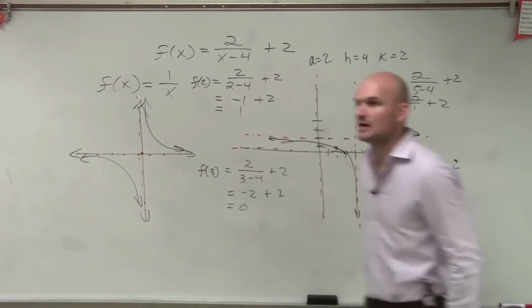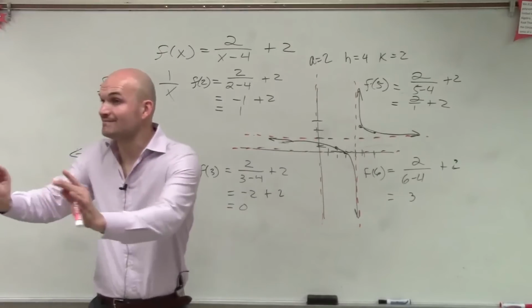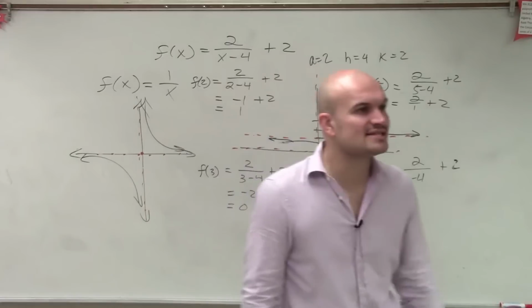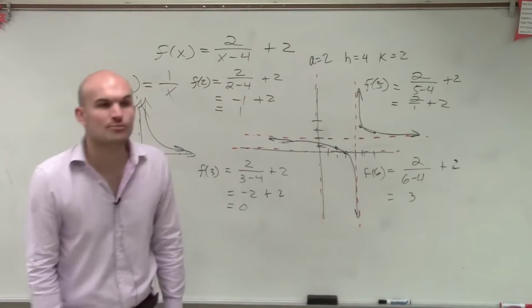And there you go. I have now graphed it. Does that make sense? OK, but we're not done yet, because now we still need to determine our new asymptotes and what our domain and range are.